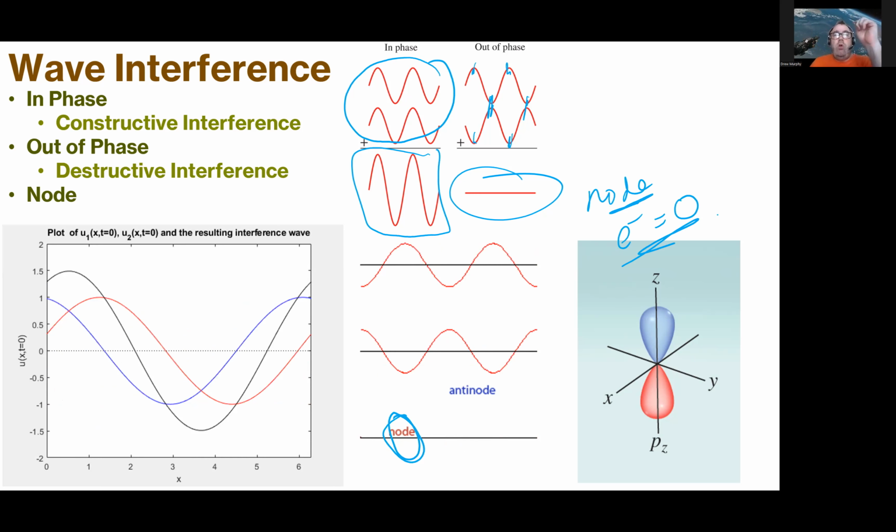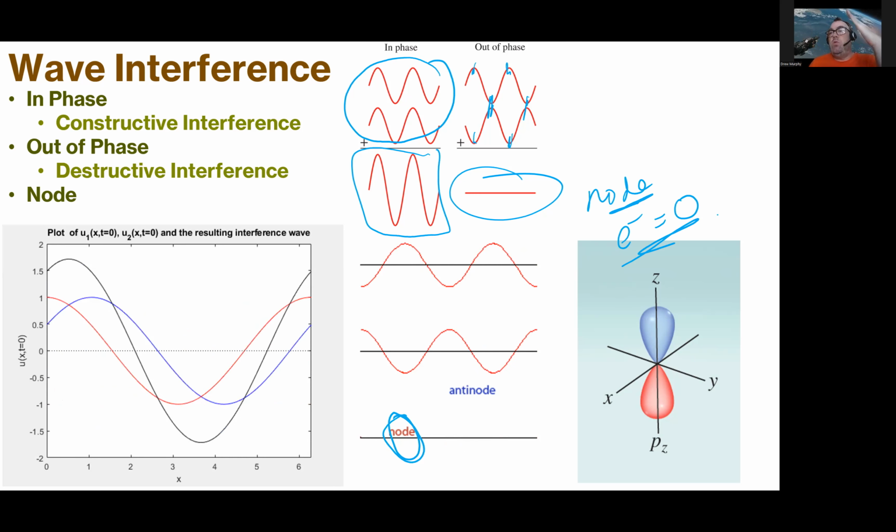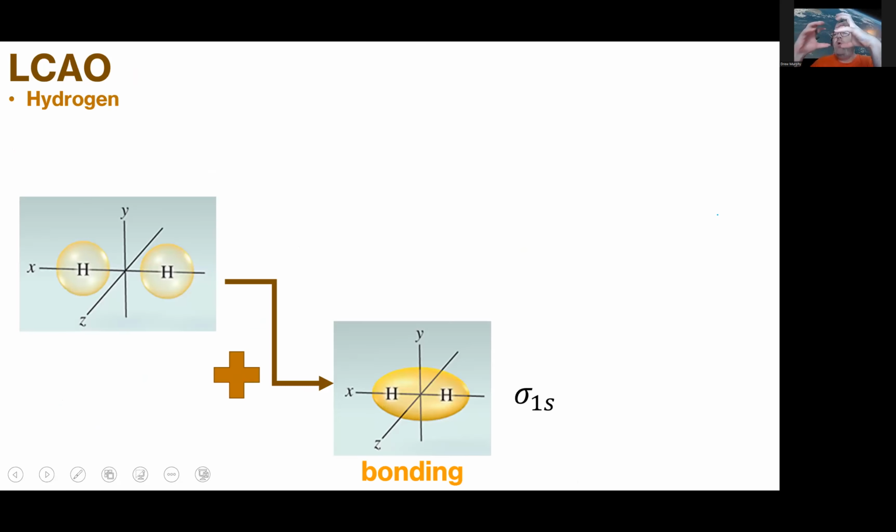Okay, so let's look at what happens with an actual orbital when we do this. We're going to start off small, right? Let's start with hydrogen, just like we did with valence bond theory. Take two hydrogens and overlap them together. We're going to add the two orbitals together. And when we do that, every time we do this, remember, we're going to put two atomic orbitals in, we're going to get two molecular orbitals out.